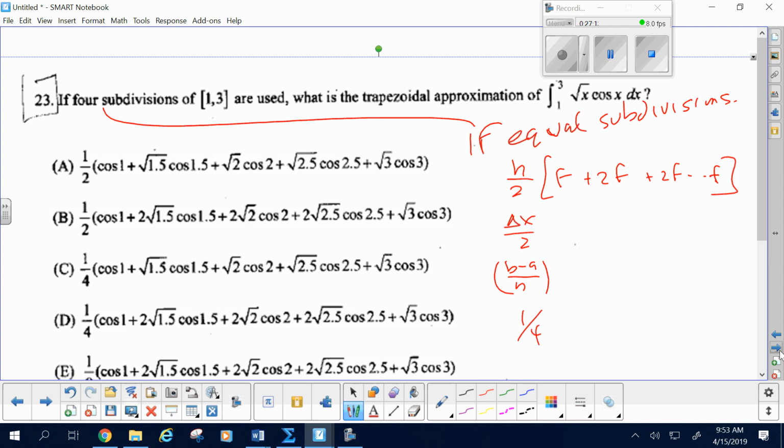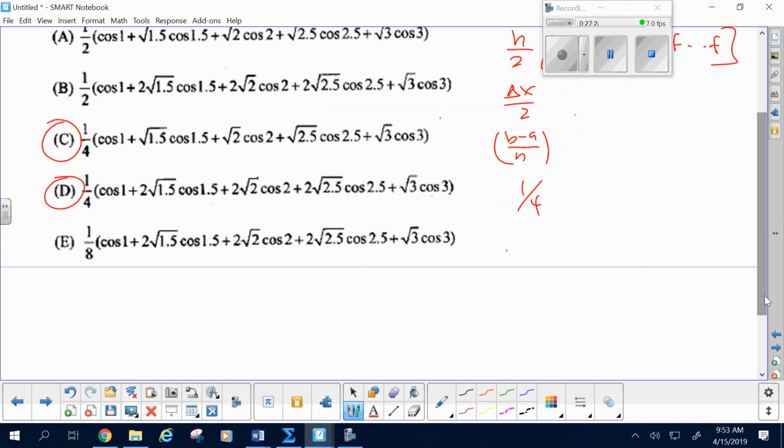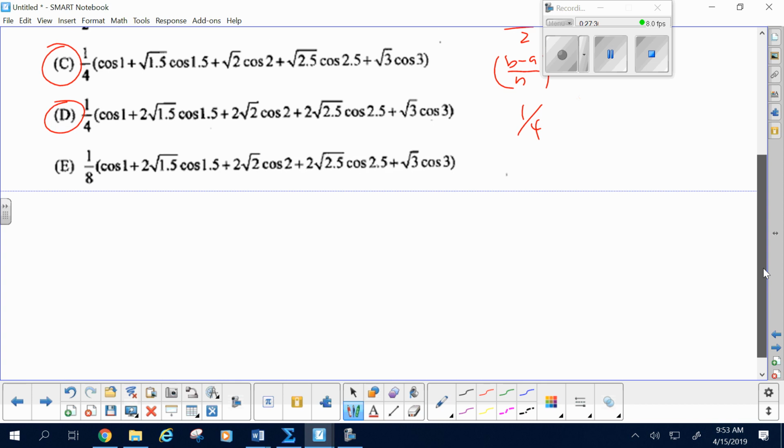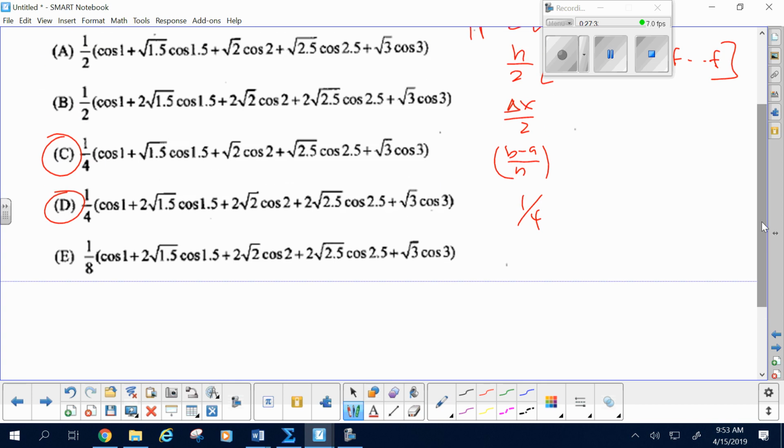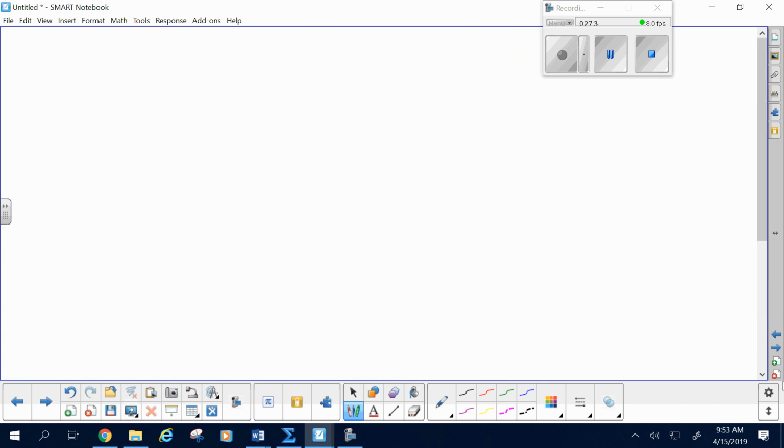So I feel like if you were choosing from anything besides C and D, you don't know what you're doing. C and D are the only possibilities. A, B, and D, or A, B, and E are out. You just better know. Nope. Okay? So make sure you understand that component. Are we cool? All right.